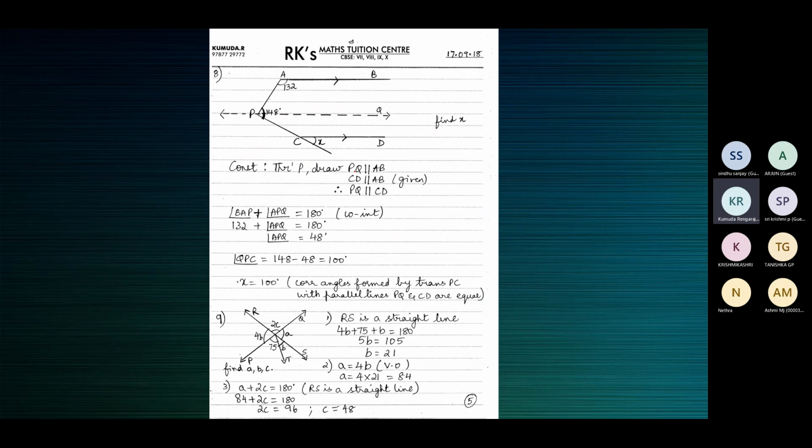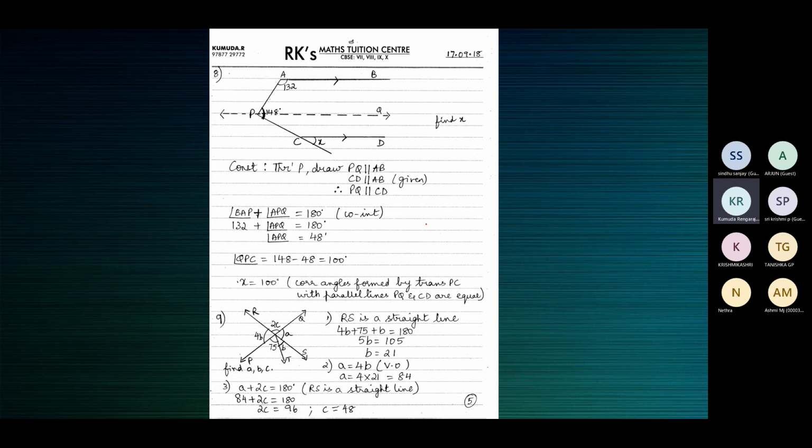Okay. So PQ is parallel to AB by construction. AB is parallel to CD, given. So from these two results, we have PQ is parallel to CD. Two lines parallel to the same line are parallel to one another. Okay, so that means now all the three lines are parallel to each other. That's the meaning. This is parallel to this, and this one is parallel to this one. All the three are now parallel to one another.